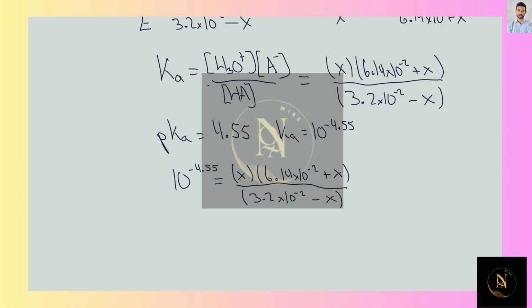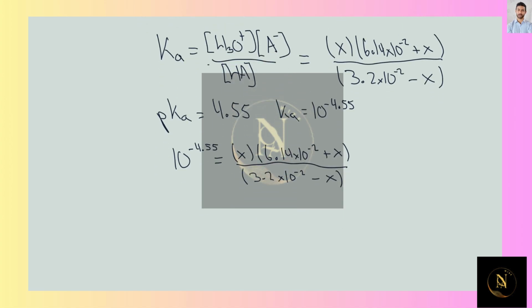Minus x. But since we know that the value of x is much smaller than the concentrations we are considering, so if x is much smaller than 10 to the minus 2, we can make the approximation that on this side we can disregard the x, and in this subtraction we can disregard the x as well. Okay?